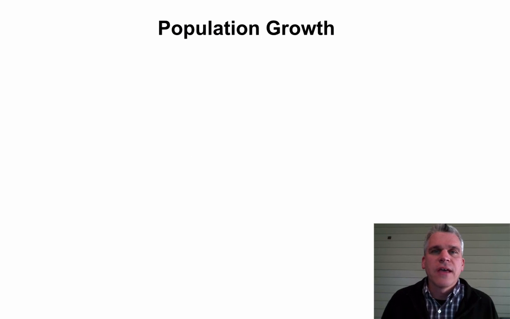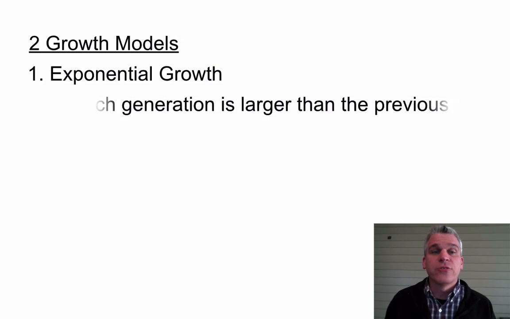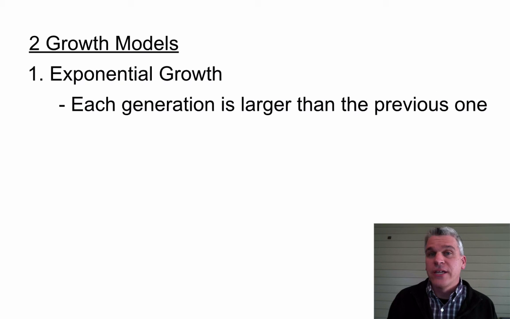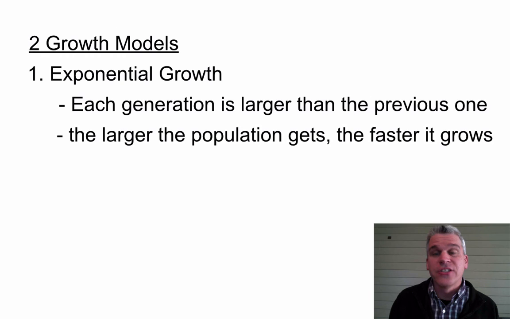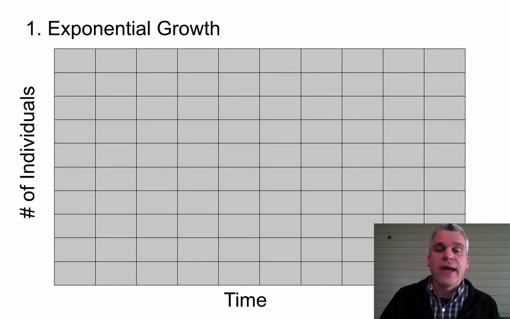Let's take a look at how populations can grow. There are 2 models to help explain this. One is called exponential growth. And in exponential growth, each generation gets larger than the previous one. And the larger the population gets, the faster it then grows. So we literally have a population explosion taking place here. Let's show this on a graph.